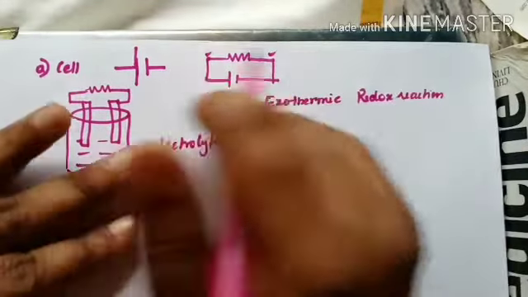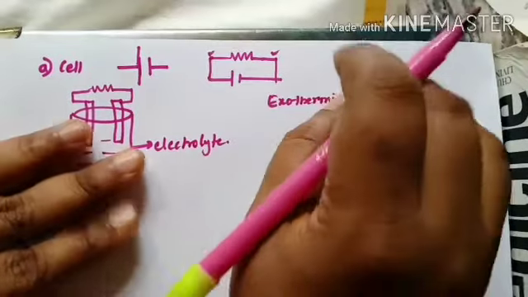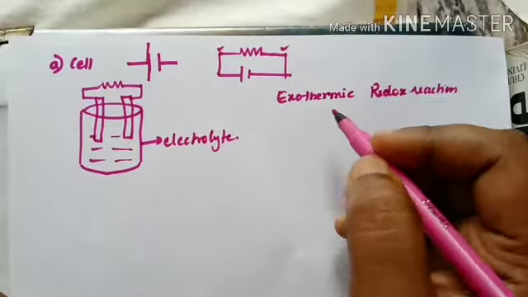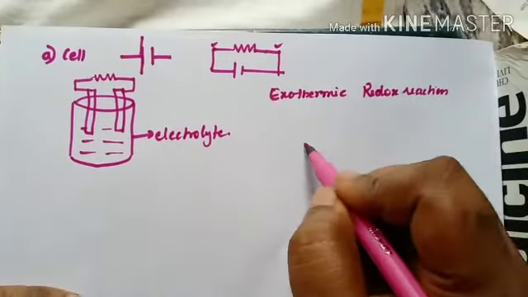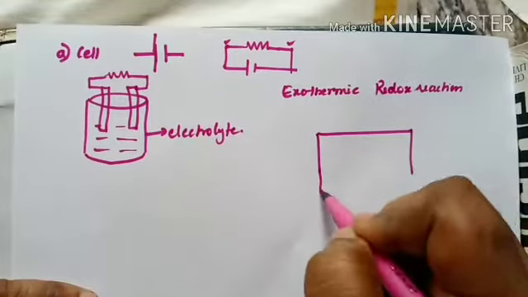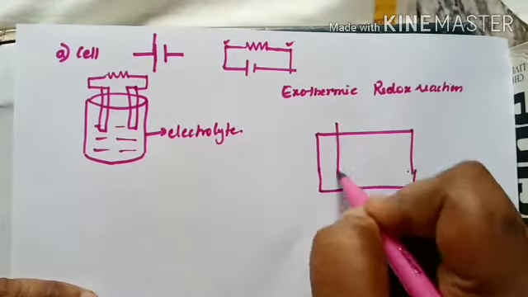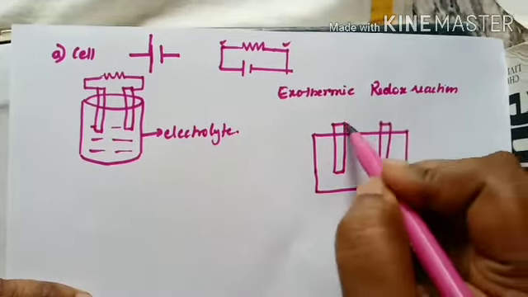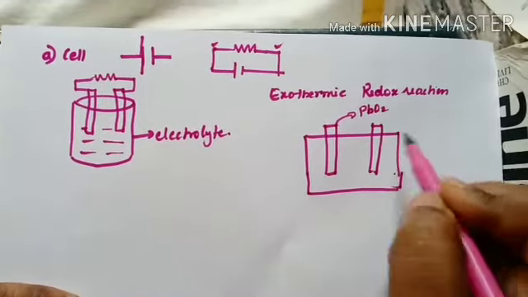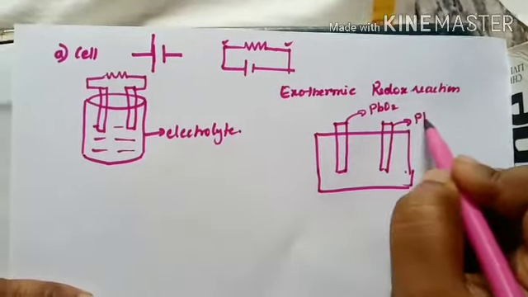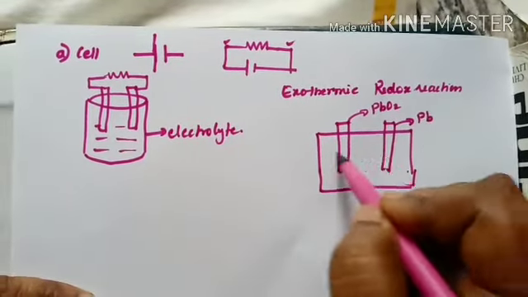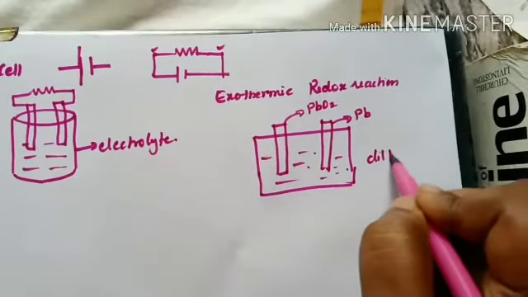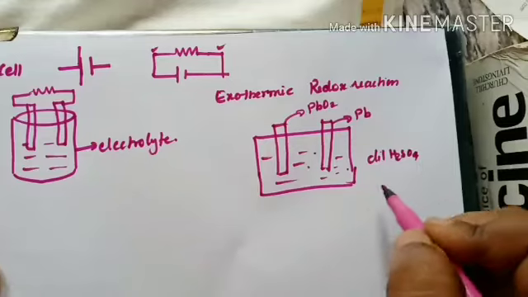In order to understand the entire working of the cell, let's move on with an example of a lead acid battery. I'm going to draw a diagram again, guys. Suppose this is a container, and I'm going to consider two bars, metallic electrodes. This is PbO2, lead dioxide, and this bar is just lead. And the electrolyte inside is dilute sulfuric acid, H2SO4.